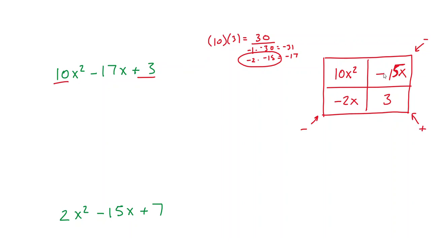Okay, so the common factors going across, 10x squared, -15x. Well, the common factor is 5x. 5 times 2, 5 times 3. Okay, and then going across here, the common factor is, well, nothing, right? -2x, 3, nothing in common there, so it's just 1.